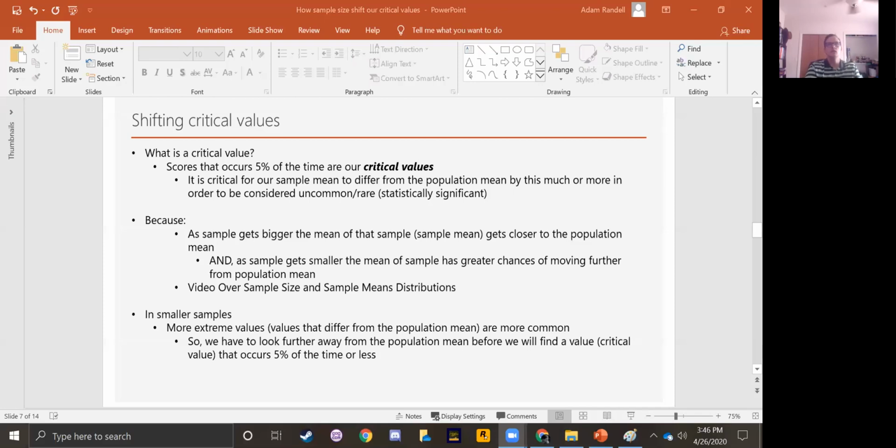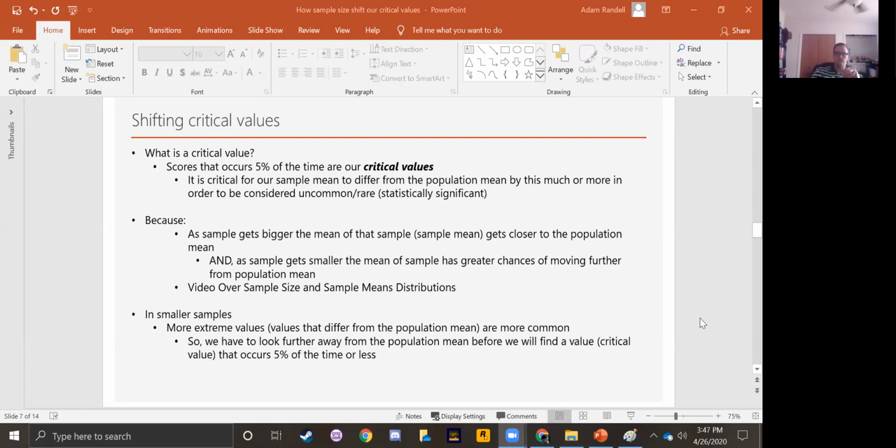and away we go. So first, let's review what a critical value is. A critical value is a value that marks the point at which a value becomes statistically uncommon or rare. All right, and we typically define that as a score that occurs 5% of the time or less. And so a critical value is the value that our difference must meet or exceed in order to be called statistically uncommon or statistically rare. All right, and if it is, then we often say that it is statistically significantly different from either the other group or the population.